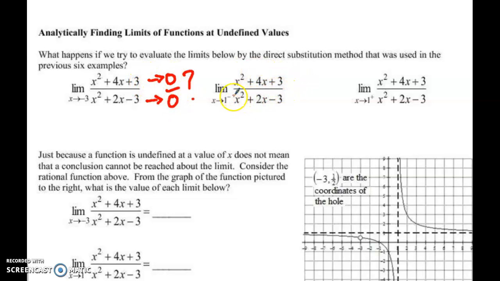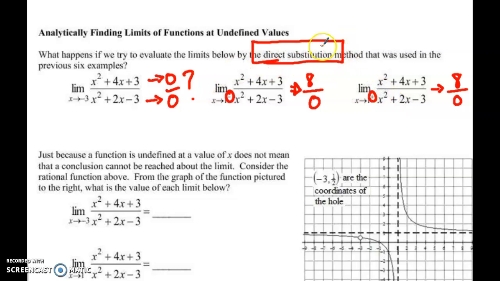Same thing with this one. If I were to plug in 1 into all these problems, 1 plus 4 is 5, 6, 7, 8 on top, and 1 plus 2 is 3, minus 3 is 0 on bottom. Okay, I need to put arrows because it's not correct. Because what happens when you divide by 0? That's undefined. And then same thing with this one. The only difference between this one and this one is this is from the left side and from the right side. So we still get 8 divided by 0. So direct substitution now does not work. This does not work.